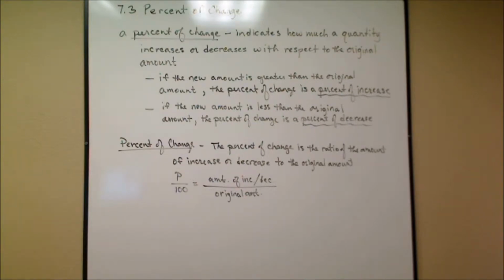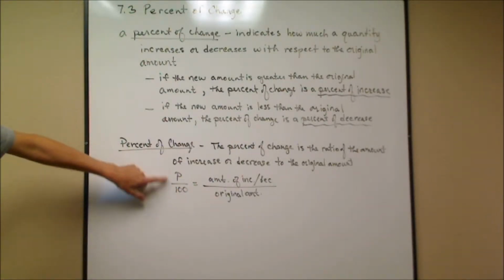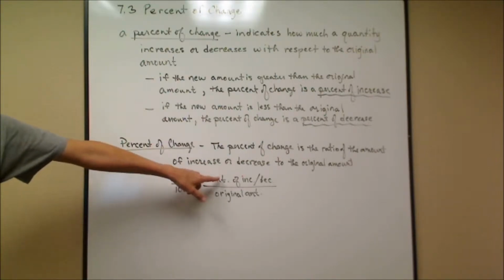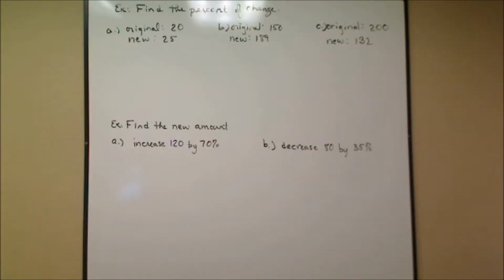We talked about ratios, of the amount of increase or decrease to the original amount. Remember, it's always being compared to the original amount, and since we're going to change it to a percent, we set up a proportion. Percent over 100 equals the change over the original amount. Okay, let's find the percent of change.